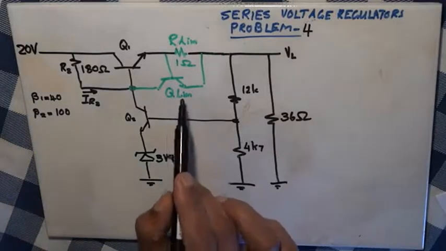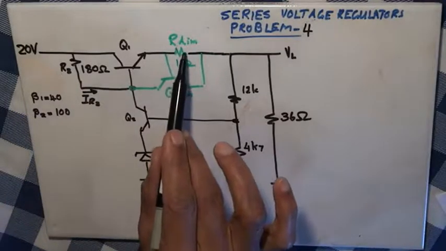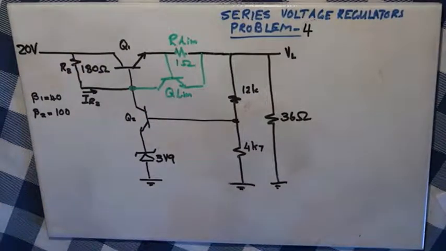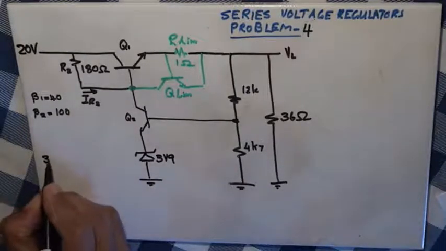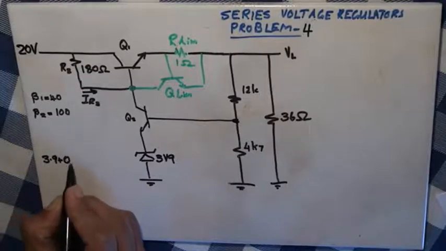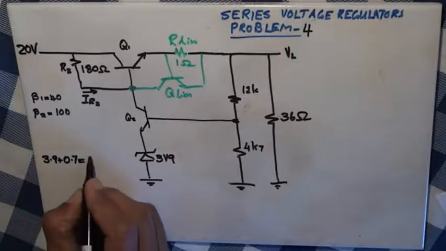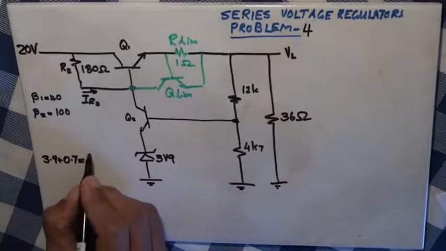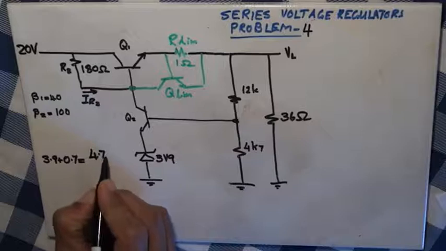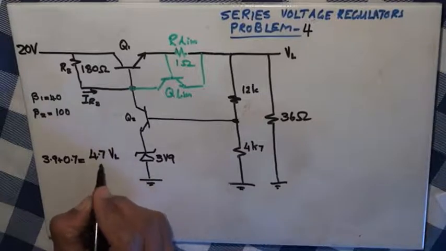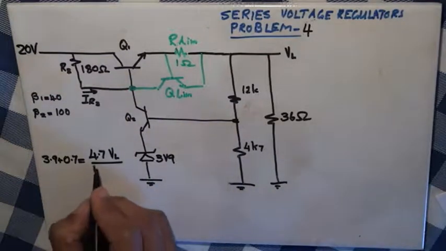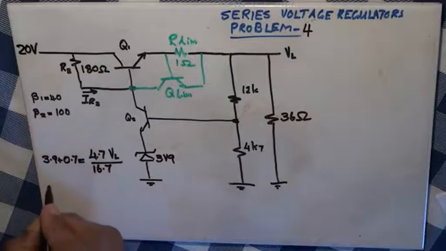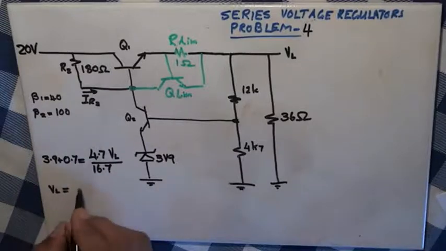The third BJT, we call it Q limit, going together with an R limit. We are going to consider it is not present at the moment and work out the remaining. As before, we can say 3.9 plus VBE2 is 4.7, that is VL divided by 12 plus 4.7. From here we calculate VL.